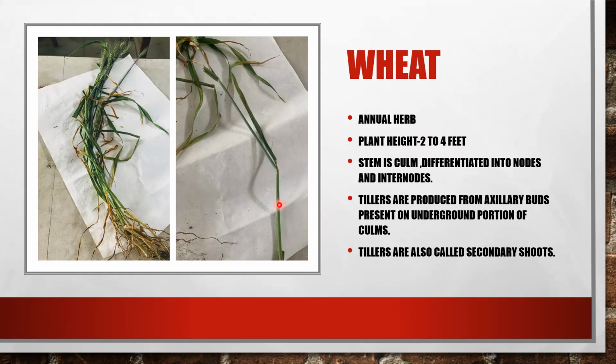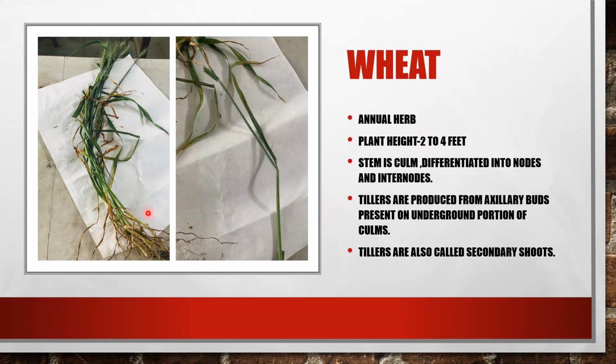Now this is the stem part of the plant. Stem is also called as culm. It is differentiated into nodes and internodes. Now this internode part is covered by the leaf part. So this is the leaf part.